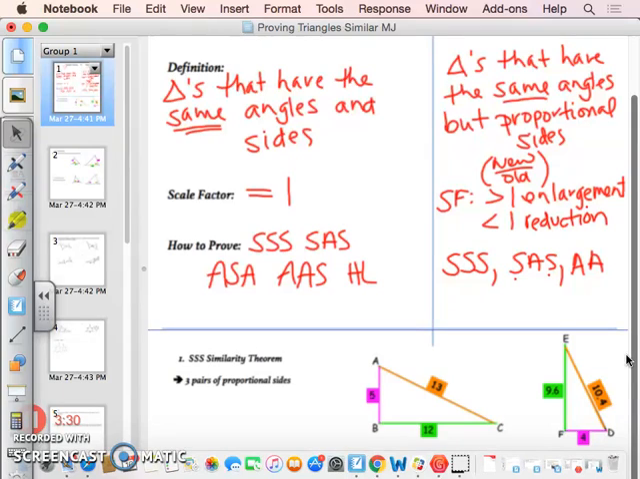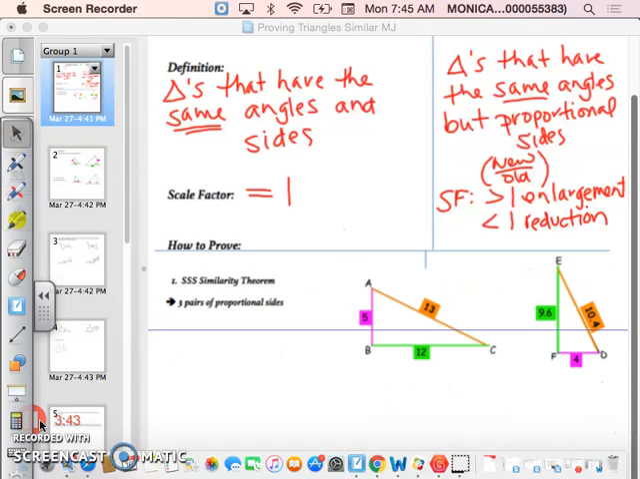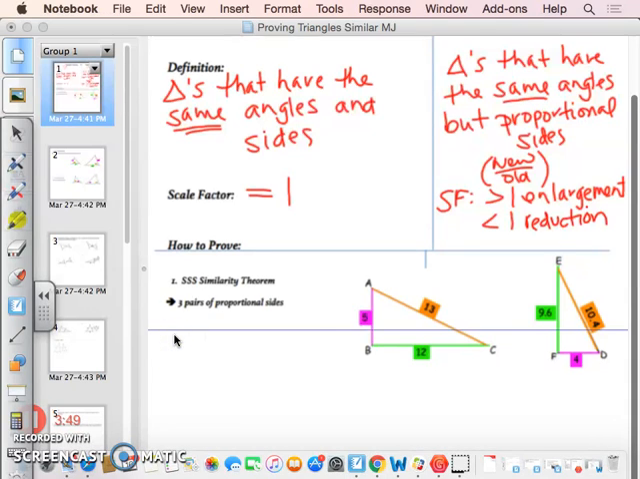Okay, so the similarity theorem of side, side, side says that there are three pairs of proportional sides. So if we look at this, we're trying to prove that triangle ABC is similar to triangle DFE. And remember, these have to correspond. Angle A corresponds to angle D, and so on and so forth.